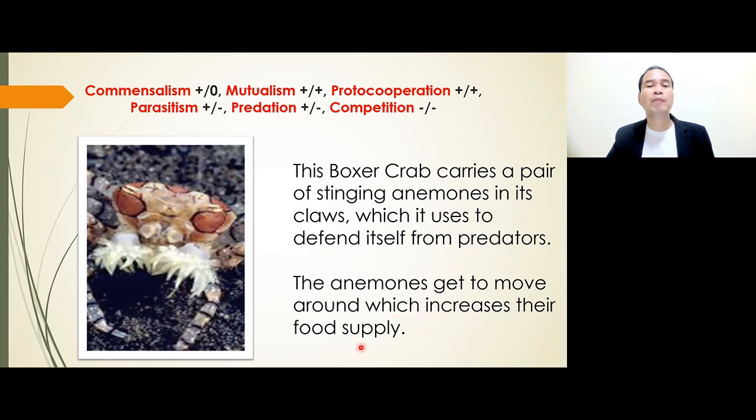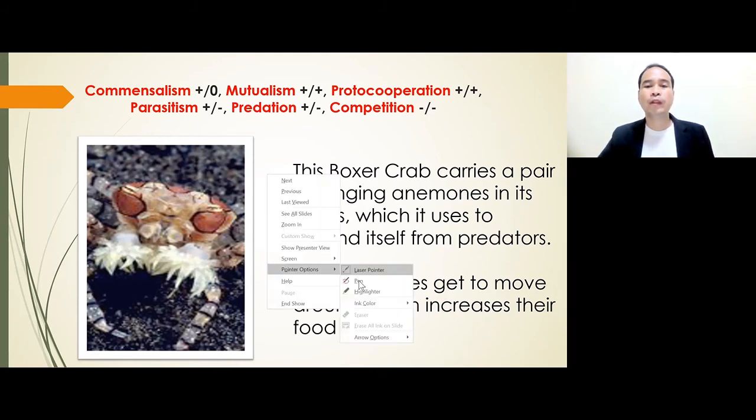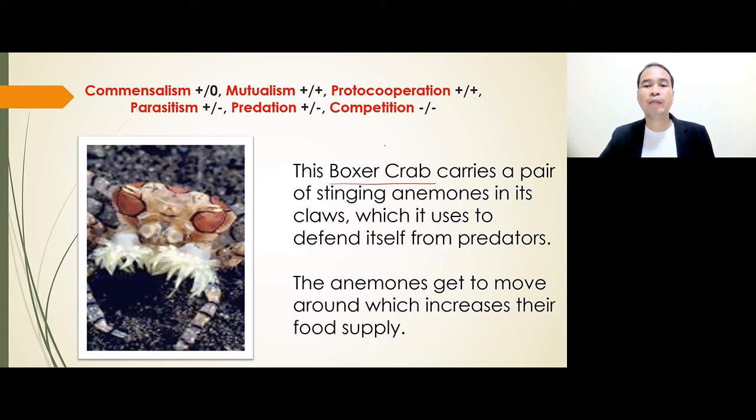So by the time the boxer crab moves, the anemones will be happy because they can get more food supply, because remember, anemones cannot move. So they need someone to feed them or to move them around. So in this case, your boxer crab here is also happy, and anemones here are also happy.